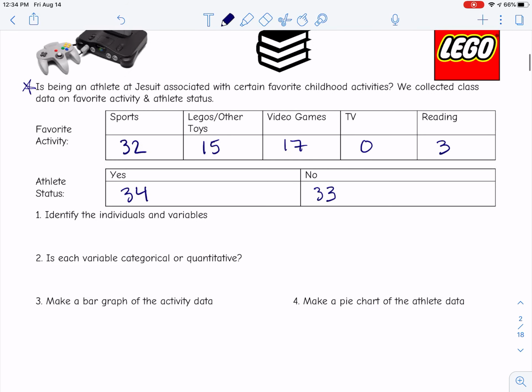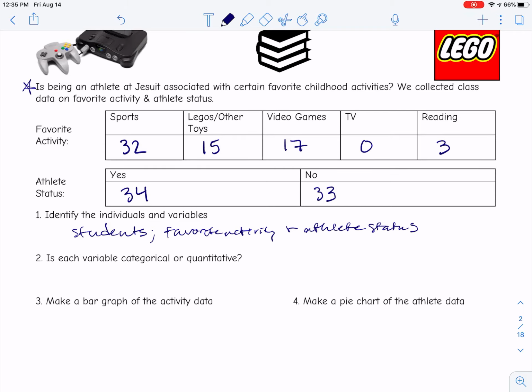The first question asks, what are the individuals and what are the variables? And you'll recall we discussed this in our last class, so we should recognize that the individuals are the students who responded to the survey, and the variables are favorite activity and athlete status.